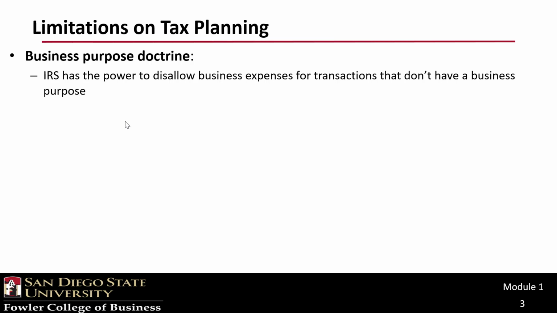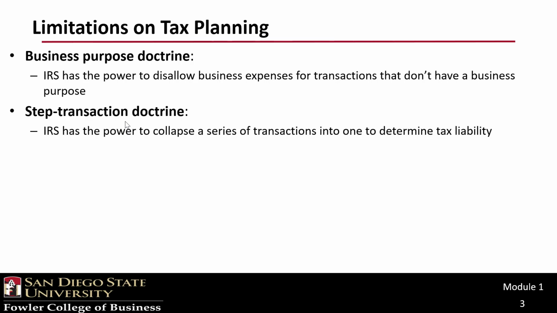So one of the first limitations on tax planning is the business purpose doctrine, which basically says the IRS has the power to disallow business expenses for transactions that don't have a business purpose. The step transaction doctrine says the IRS has the power to collapse a series of transactions into one transaction to determine tax liability. So basically, if you go from point A to point B to point C, and that's a non-taxable transaction, but if you had gone from point A to point C, that would be taxable, the IRS can collapse that into point A to point C.